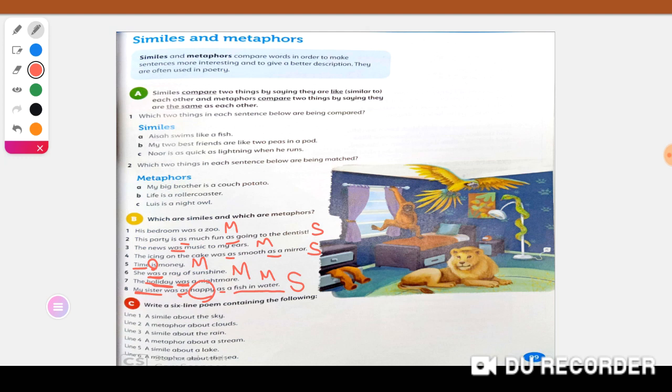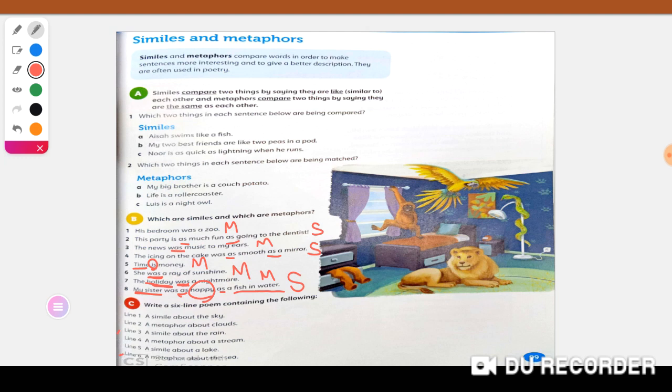Here in C, you will need to write a 6-line poem containing the following. In line number 1, a simile about the sky. I'll give you some examples. Line 2, a metaphor about clouds. Line number 3, a simile about the rain. Line number 4, a metaphor about the stream. Line 5, a simile about a lake. Line number 6, a metaphor about the sea.